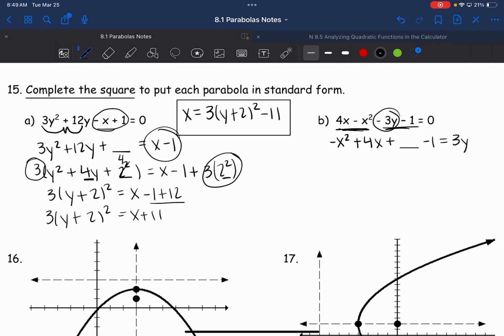Okay, so again, I don't want my lead term to be anything but a 1 in front, so I'm going to factor out a negative, okay? So I'm going to have a negative out in front that would become a positive x squared, a negative 4x plus blank, right? And then I'd still have that -1 equals 3y over here.